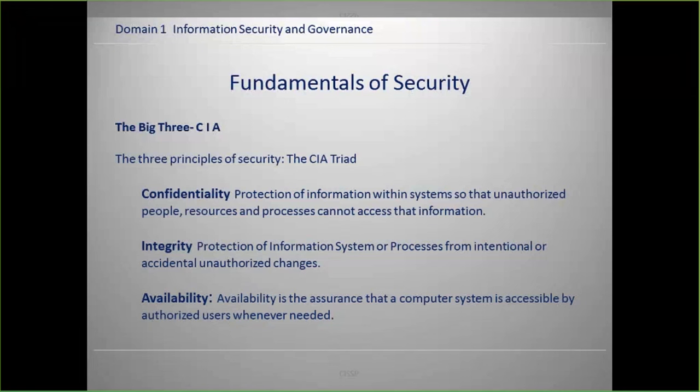Integrity makes sure that the data has not been tampered with. Protection of information system processes from intentional or accidental unauthorized changes. So it makes sure that the data has not been tampered with. You know, there are two kinds of data. You have to protect data in two forms: data in transit and data at rest.